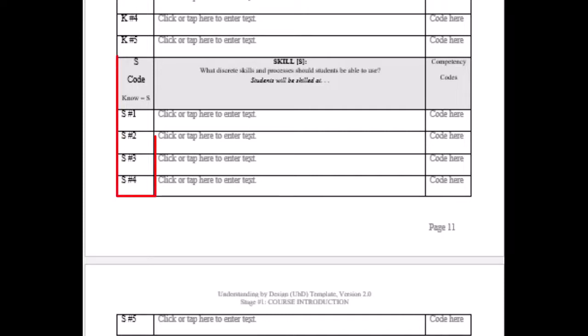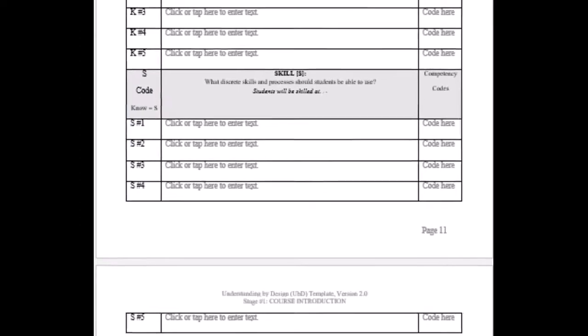In the left column, you put the skills code. This is written as S1, S2, S3, etc. In the center, you put your skills statement. This is written as students will be skilled at, and then fill in the blank. And then in the right column, you put your competency codes from the standards and competencies section.